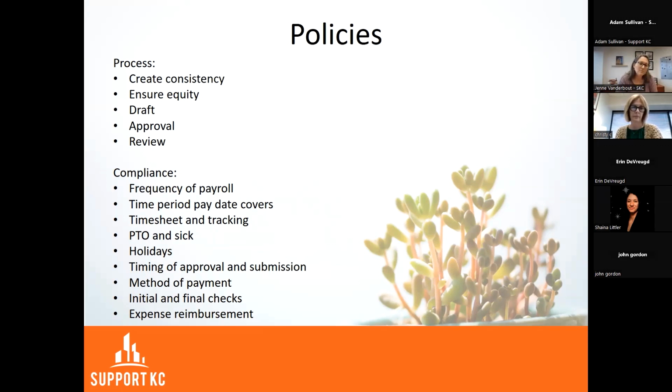Many of these would generally have board approval. So take them to your board, especially around that HR policy piece. As we said, there is some board responsibility in some of these.